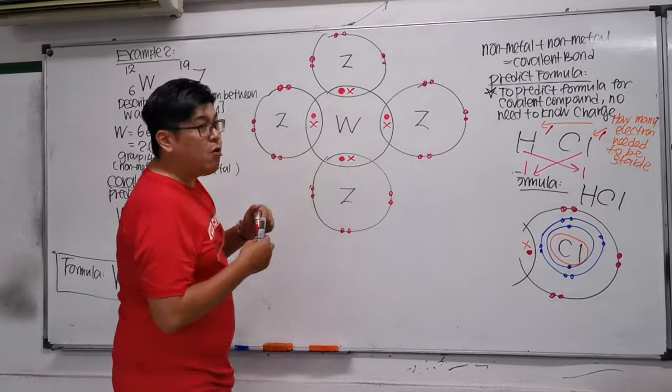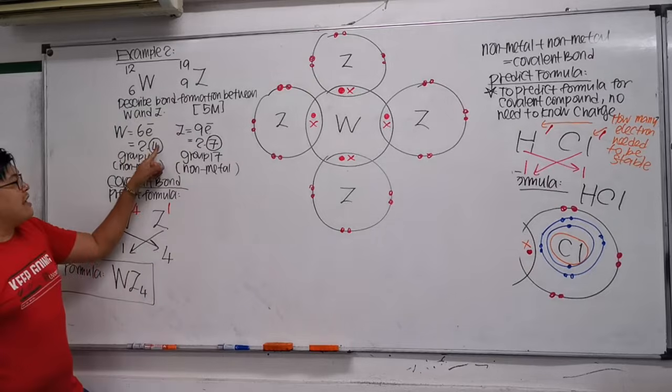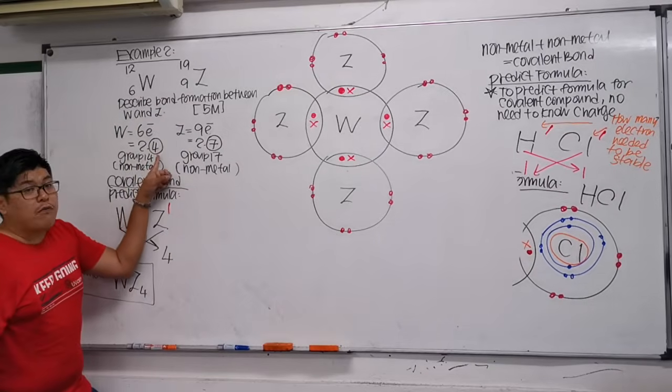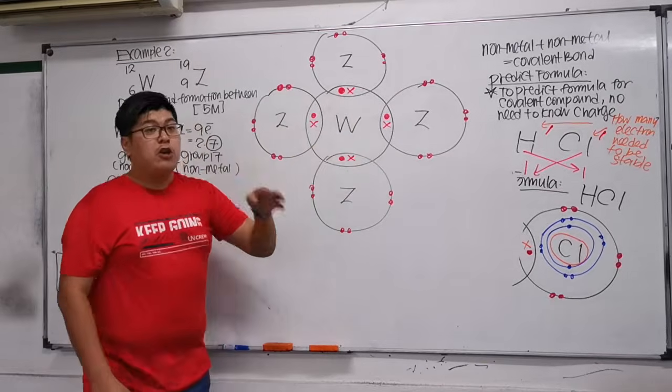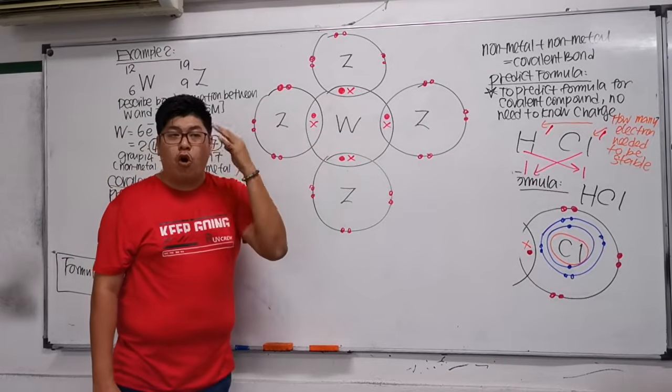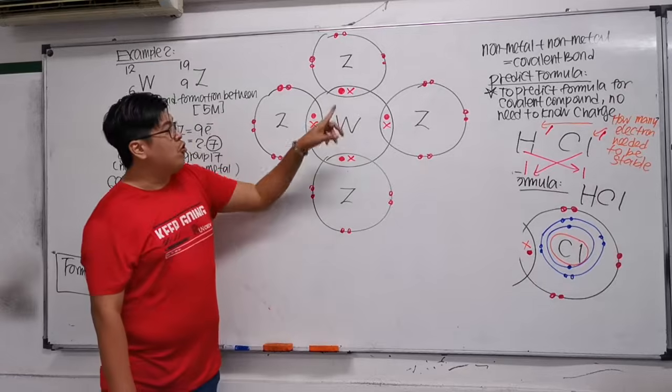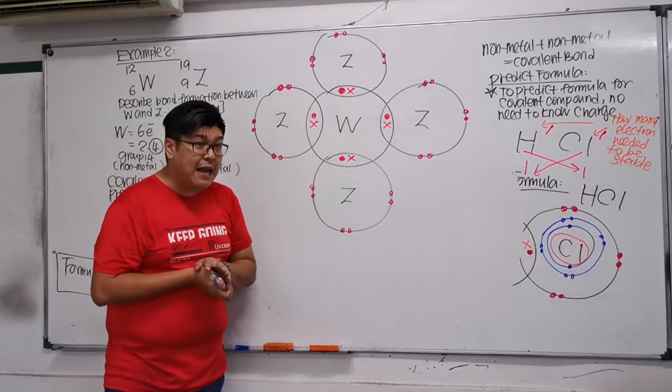Don't forget your W. How many outer electrons does W have? 4. W has 4 and you use all 4 for sharing purposes. So nothing is left outside. Clear?